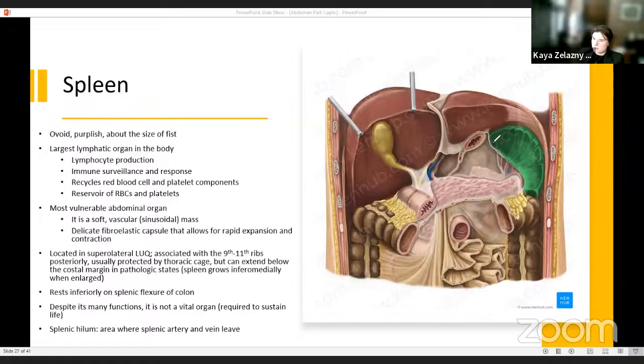Parts of the spleen. So we have this curved structure here. And on the opposite side, we have the splenic hilum. That's where we have our arteries and veins entering and exiting the spleen.